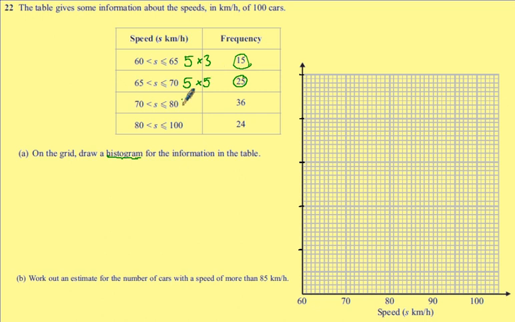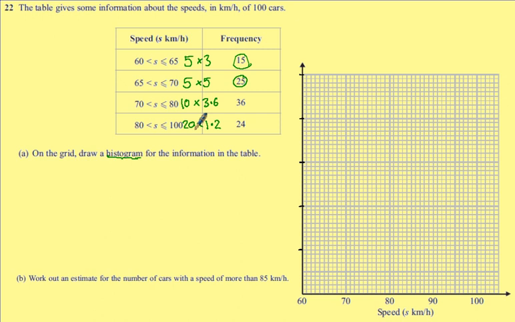Here I've got a width of 10. What do I need to multiply 10 by to get 36? Well, my height here needs to be 3.6. 10 times 3.6 gives me the area of 36. And finally, the width here is 20. I'm going to need to multiply 20 by 1.2 to give me my area of 24. 1.2 times 2 is 2.4, times 10 gives me 24.